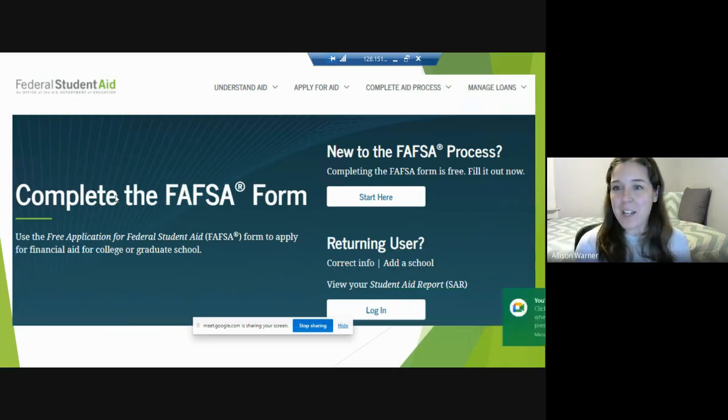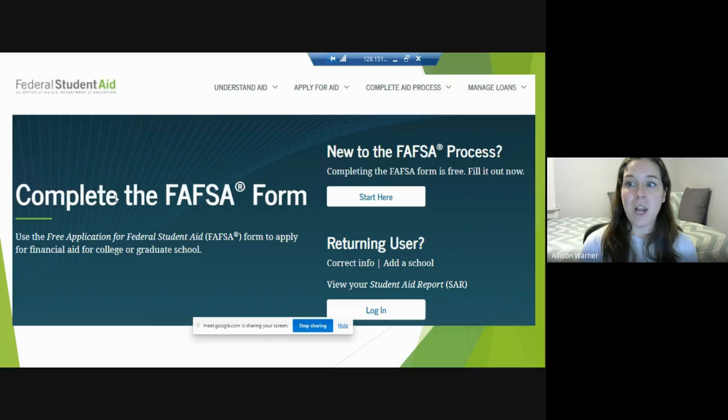So this is what the FAFSA page should look like before you log in. After you create your FSA ID, you'll always log in under the returning student side. When you complete your FAFSA and send it off to the schools, you can only send your FAFSA student aid report, or SAR, to 10 schools maximum. So if you want to apply to more than 10 schools, a lot of times students will remove and add schools as needed in order to ensure that their student aid reports get to all the institutions that they're applying to.